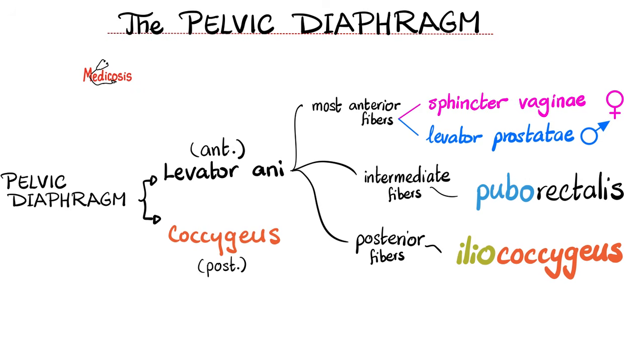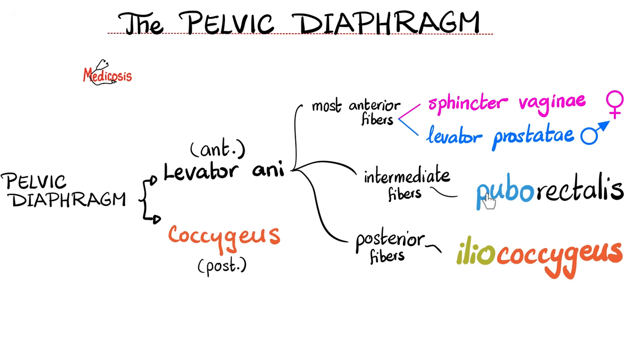What is the pelvic diaphragm? The pelvic diaphragm is made of the levator ani muscle anteriorly and the coccygeus muscle posteriorly. The levator ani muscle is made of three parts. The most anterior fibers in females form a sphincter around the vagina called sphincter vaginae, and in males they elevate the prostate a little, levator prostatae, but these fibers are very thin. The main fibers are these and these. The more anterior ones are the puborectalis part of the levator ani muscle. The more posterior part are the iliococcygeus fibers of the levator ani muscle.